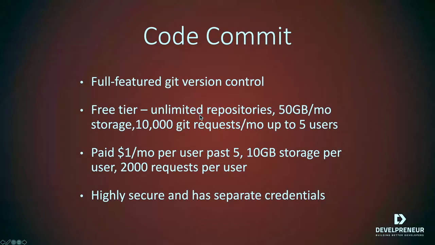And now if you want to go beyond 5 users, then it's $1 a month per user past 5. So for 6 users, it's an extra $1 a month. At that point, you get 10 gigabytes of storage per user and 2,000 requests per user. So if you pay $1 a month, you can support 6 users. You'd end up having 60 gigabytes of storage per user and 12,000 requests per user, which, depending on how you use your Git, that's a lot of requests.